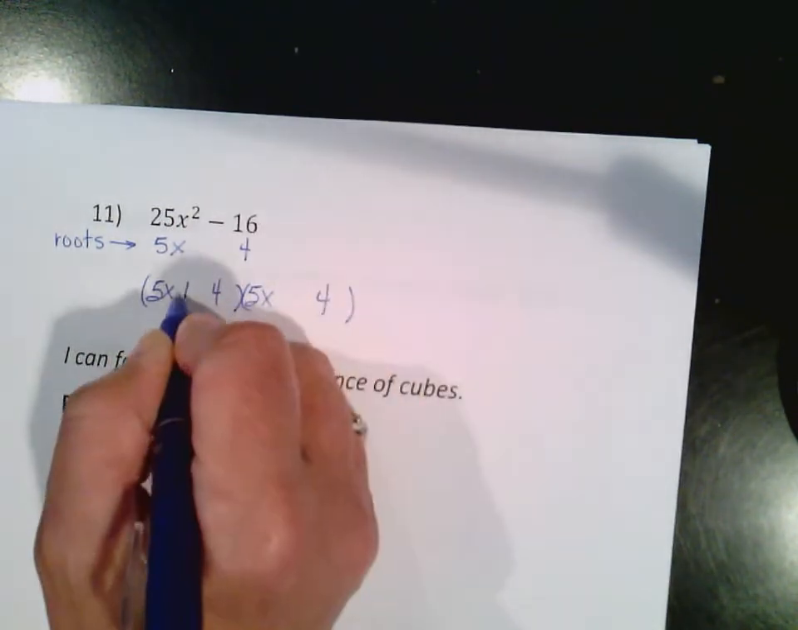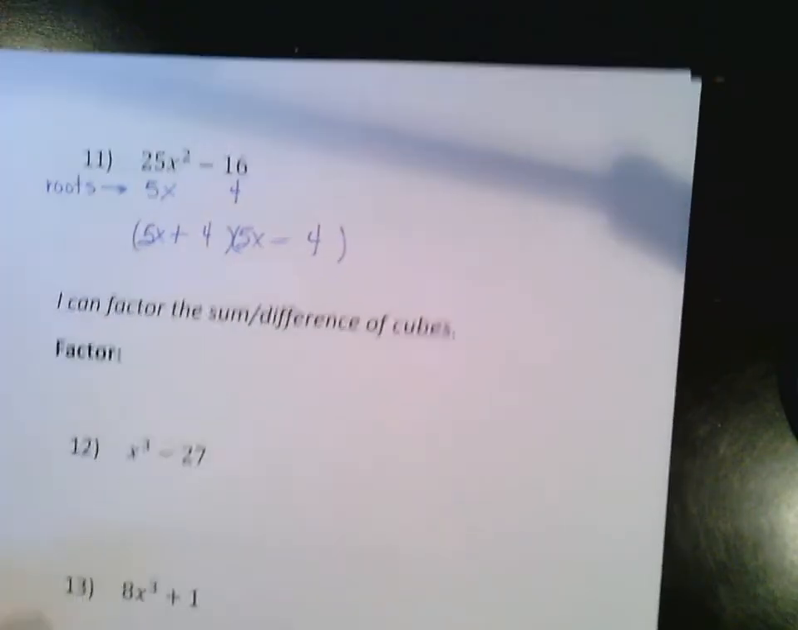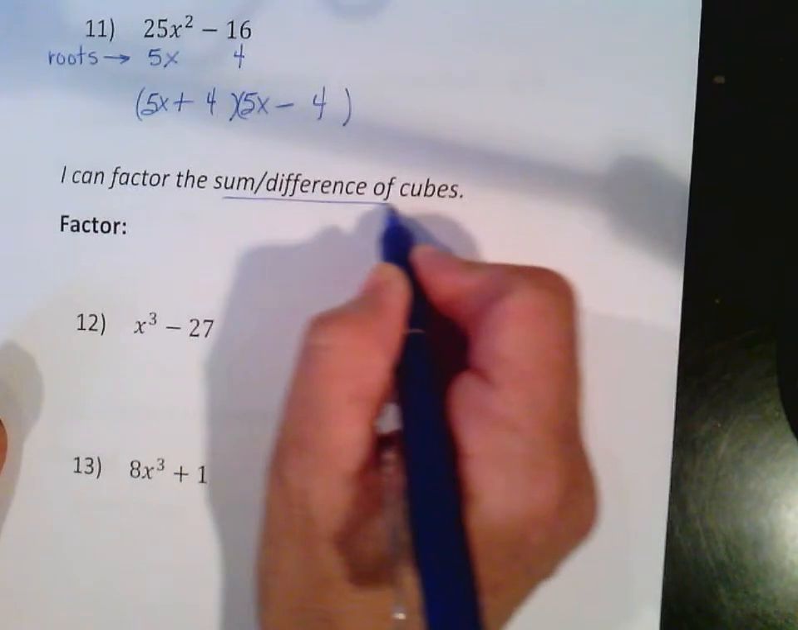One's plus and one's minus, and that's your answer. Pretty straightforward. Okay, that's only if those are perfect squares. The next one, and this is the one that people tended to struggle with a lot, I know in Algebra 2, is the sum or difference of cubes.